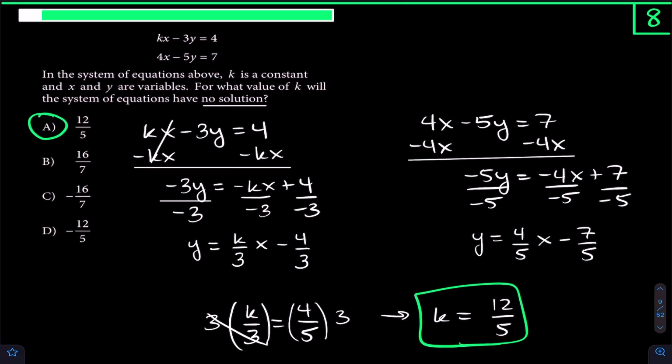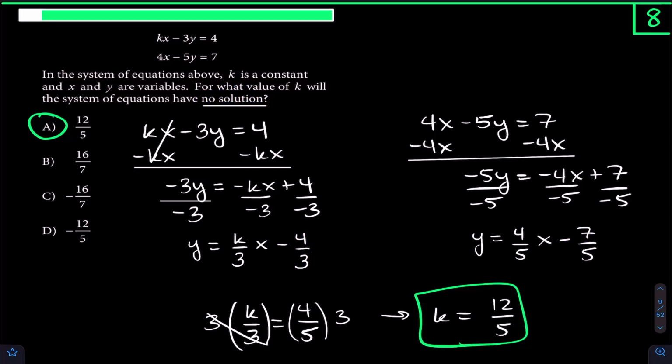All right. So that's the key. When you think about no solutions, they have the same slope, but they have different y-intercepts. And you can actually see here, they do have different y-intercepts, negative 4/3 and negative 7/5. If we were looking for where they had infinite solutions, then these two y-intercepts would have to be equal. That can't happen here, but there are problems with even more constants involved, which I have seen before, so just remember you also have to set the y-intercepts equal if there are infinite solutions.